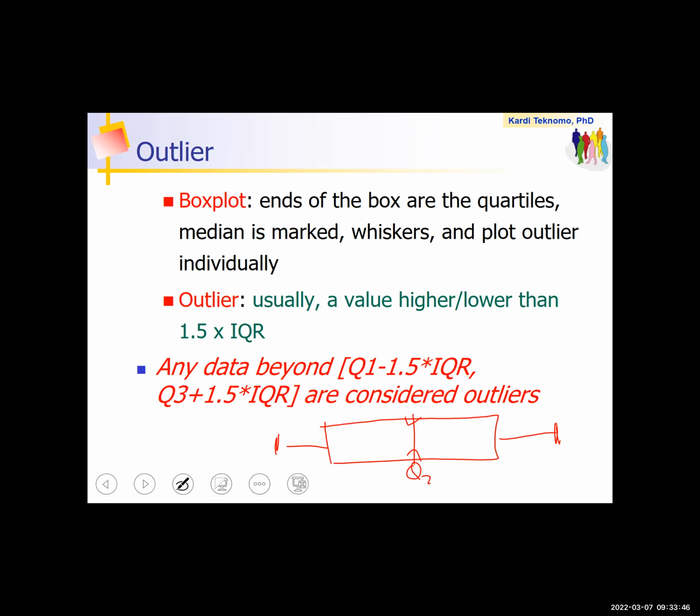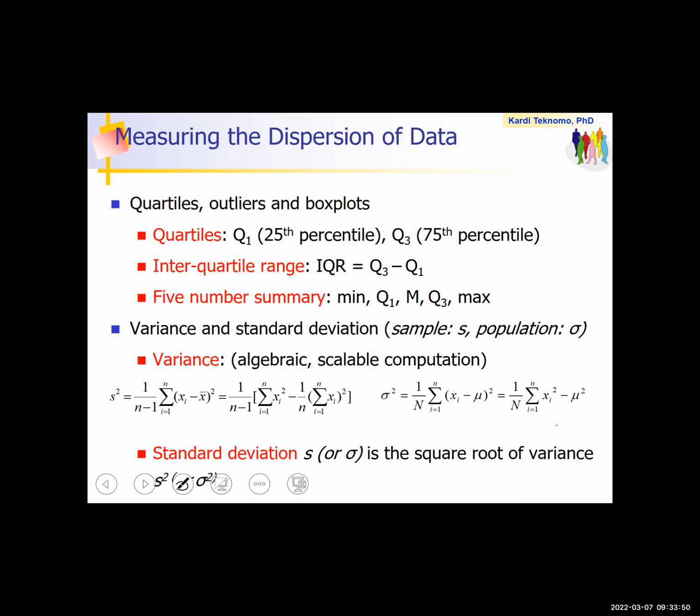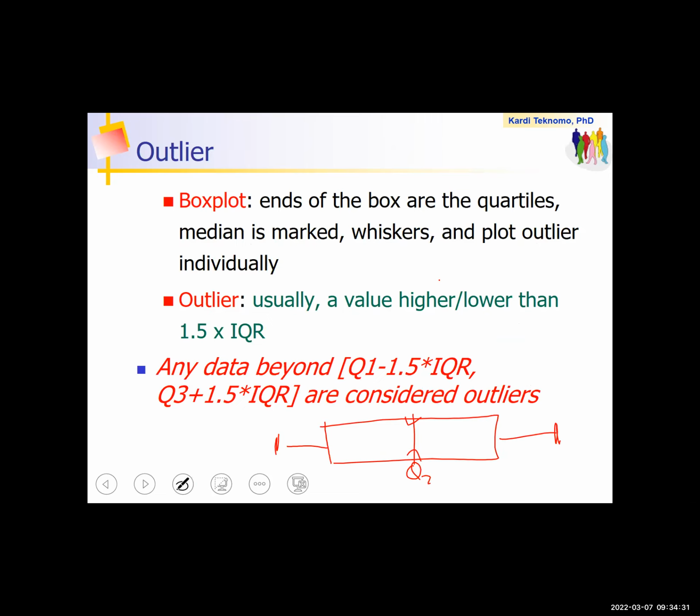What is IQR again? IQR is quartile 3 minus quartile 1. What is quartile 3? It is the 75th percentile. Quartile 1 is the 25th percentile. That means for Q1, 25% of the data is less than that value. Q3 is a number such that if you sort your data, 75% of your data values are less than Q3. So any data below Q1 minus 1.5 times IQR or above Q3 plus 1.5 times IQR is considered an outlier. You check within your data whether you have outliers or not.